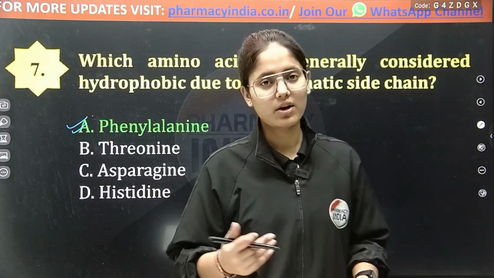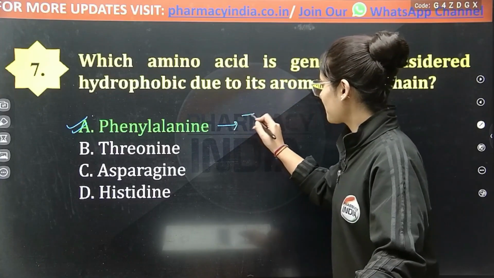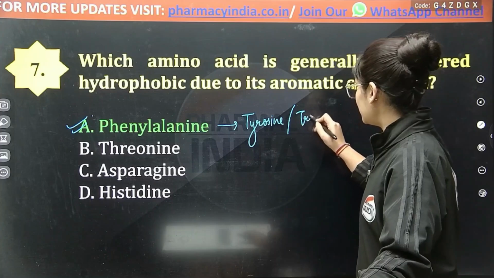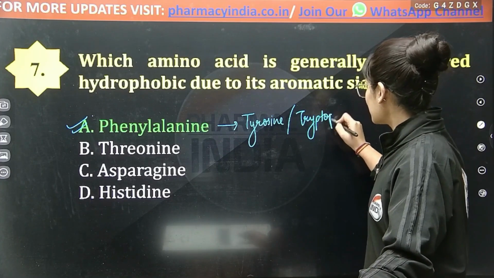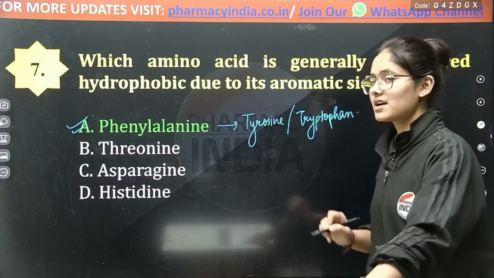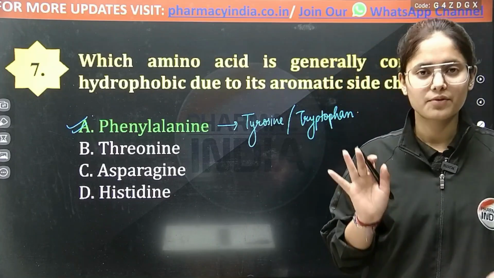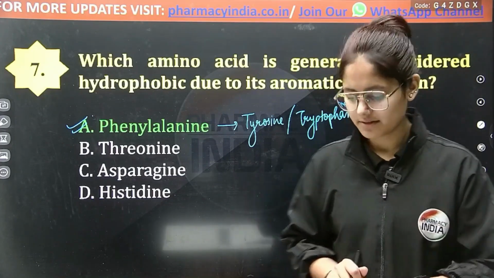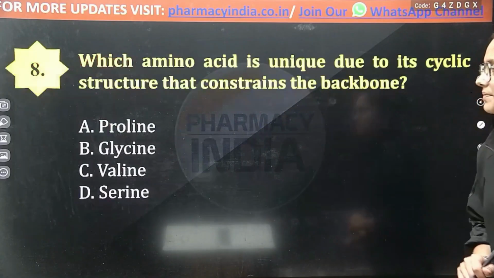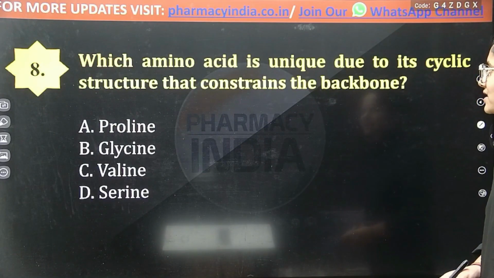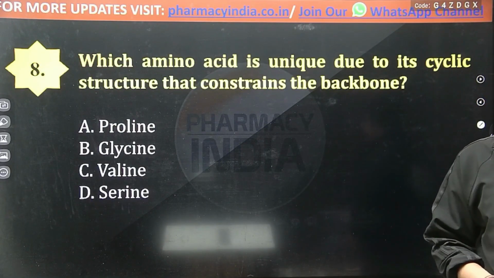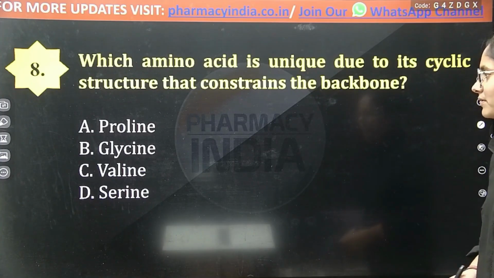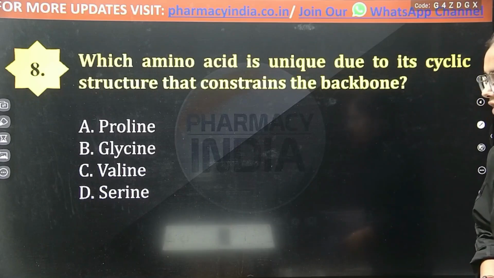I have told you already, phenylalanine, tyrosine and tryptophan. These are the only 3 amino acids which contain an aromatic side chain. Clear? Okay. Next question. Which amino acid is unique due to its cyclic structure that constrains the backbone? Proline, glycine, valine or serine?